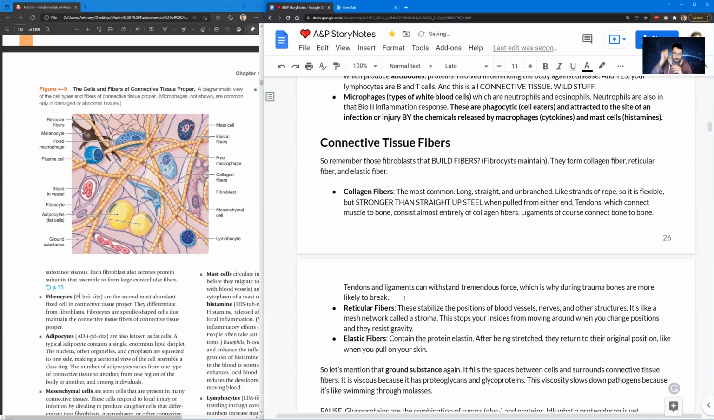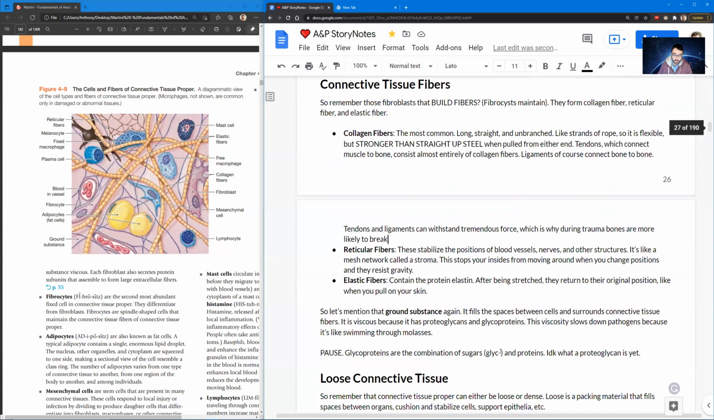Then you have reticular fibers. These stabilize the positions of blood vessels, nerves, and other structures. It's like a mesh network called a stroma. This stops your insides from moving around when you change positions. And they also resist gravity. Elastic fibers contain the protein elastin. After being stretched, they return to the original position, like when you pull on your skin and it goes back to normal. That's the elastin fibers of connective tissue underneath that epithelial surface.